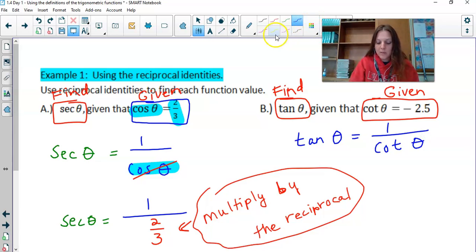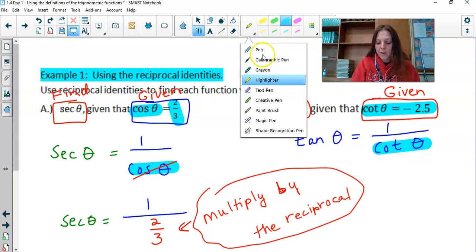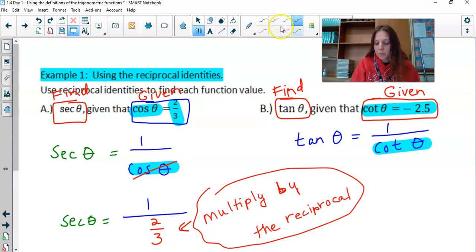Now what I'm going to do is use the information that's given, the fact that the cotangent of theta equals -2/5. So I have the cotangent of theta. I'm going to get rid of that and replace it with its given value. So I'm going to cross out cotangent theta and replace it with -2.5, because that's what it says it equals here.